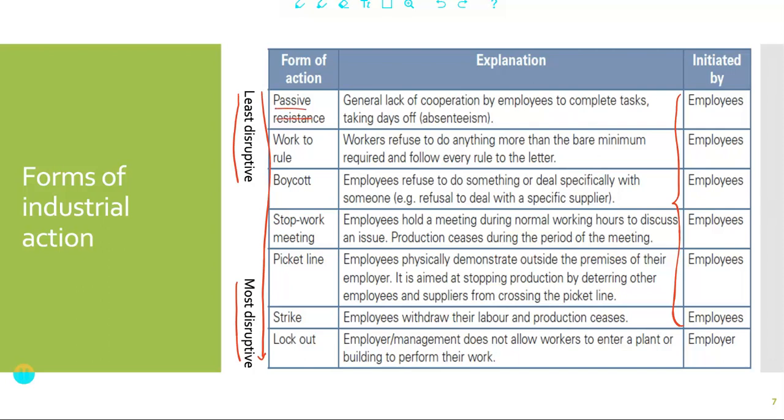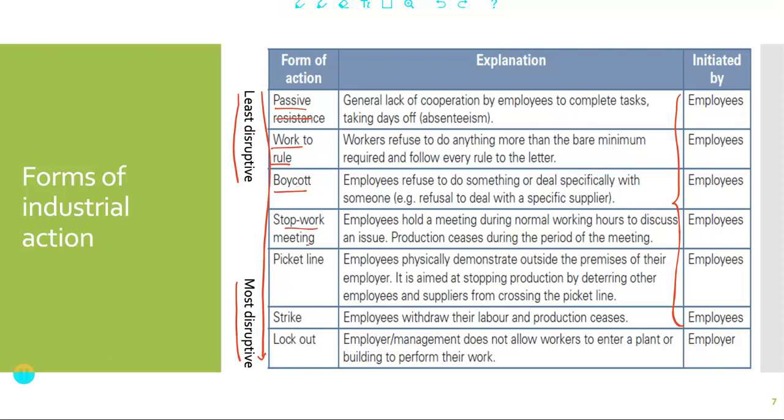Passive resistance, so just a general lack of cooperation to complete tasks. A work to rule, they might refuse to do anything more than the bare minimum. A boycott, refusing to do something specifically or deal with someone. They might refuse to deal with a specific supplier.